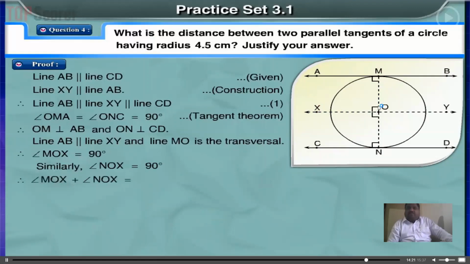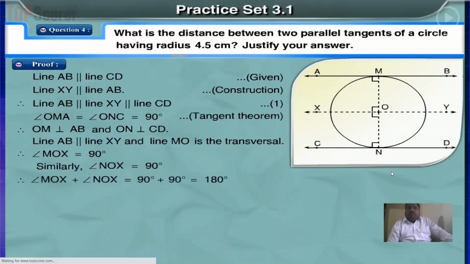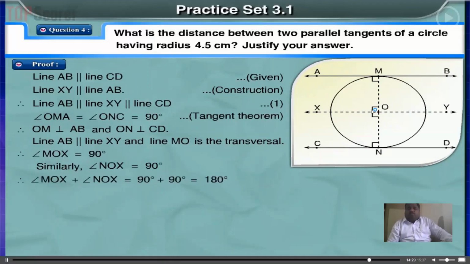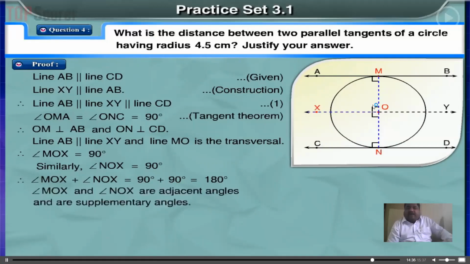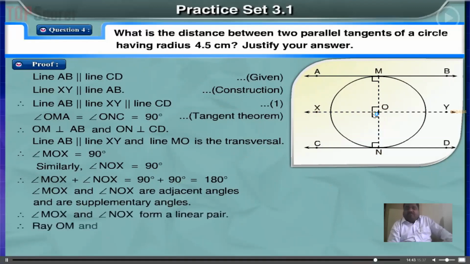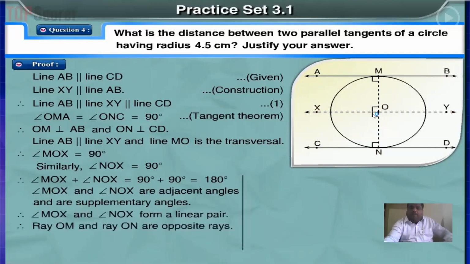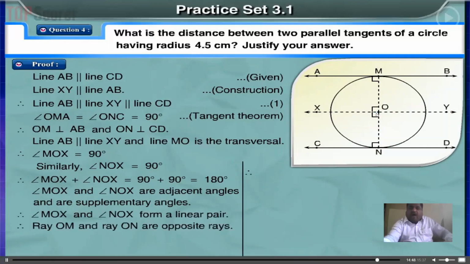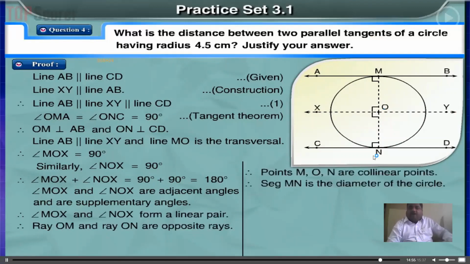Angle MOX plus angle NOX is equal to 90 plus 90, that is 180 degree. Angle MOX and angle NOX, these two angles are adjacent angles and are also supplementary angles. Therefore, these two angles form a linear pair. Therefore, ray OM and ray ON are the opposite rays. These two are opposite rays.